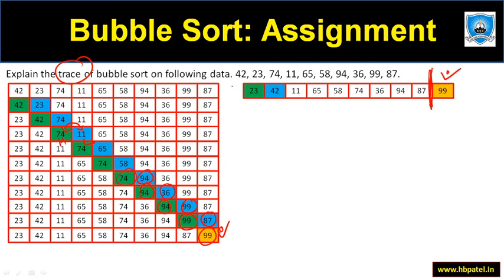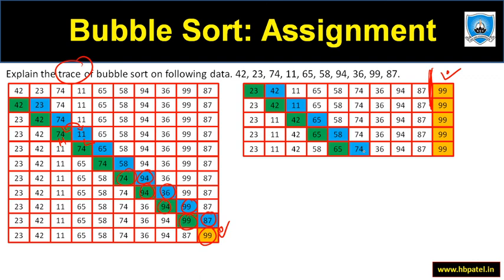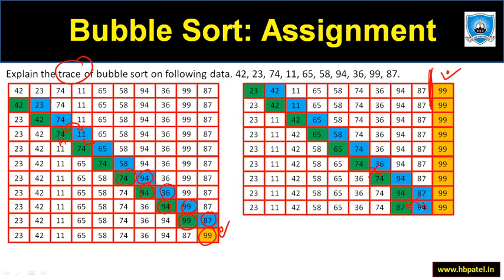So now again, 23 is greater than 42, no. 42 is greater than 11, yes, so swapping. 42 is greater than 65, no. 65 is greater than 58, yes, so swapping. 65 is greater than 74, no. 74 is greater than 36, yes, then swapping. Then 74 greater than 94, no, no swapping. 94 greater than 87, yes, then swapping. So now 94 is also at the right place.